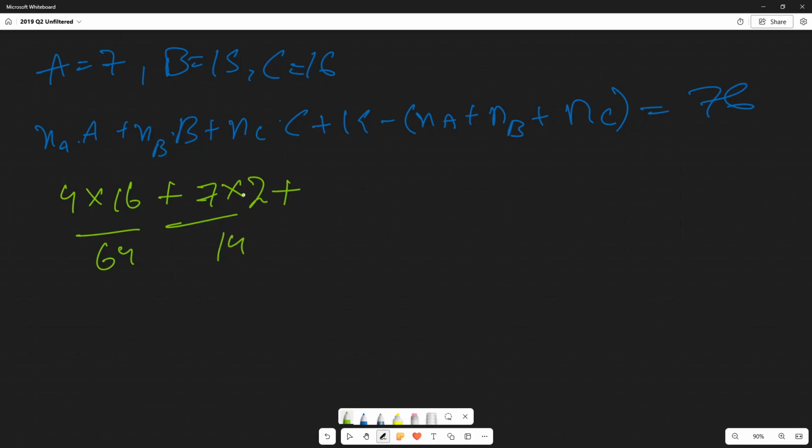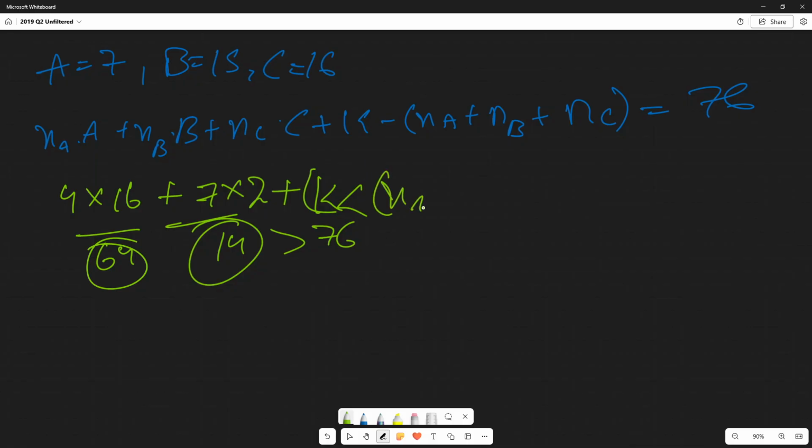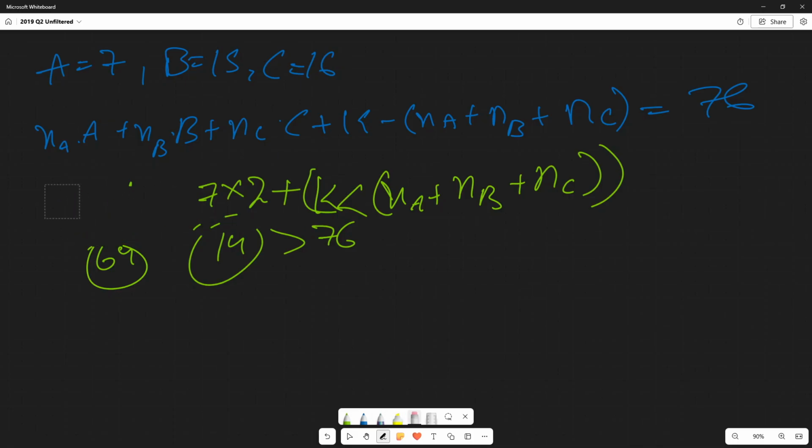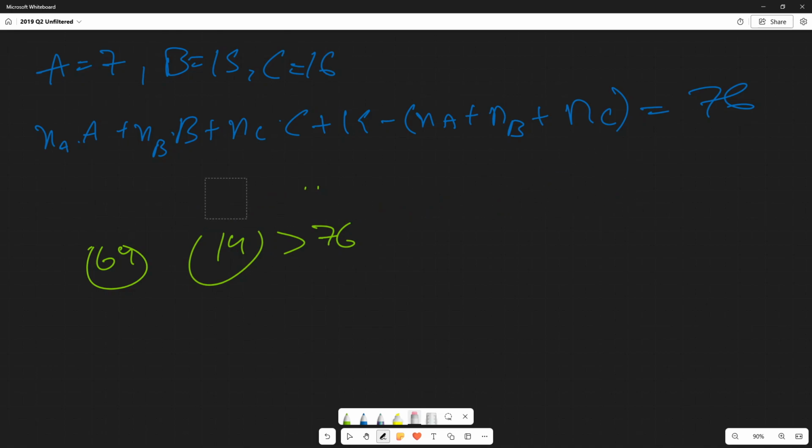78. However, k will not be that thing, right? If we are getting this sum greater than 76, then k should be less than n of a plus n of b plus n of c for it to occur, right? So this is not a real thing. Right. So we understood that.